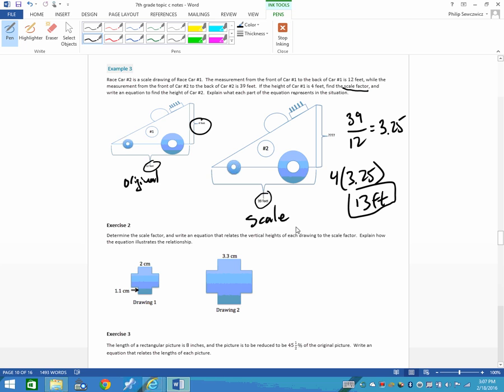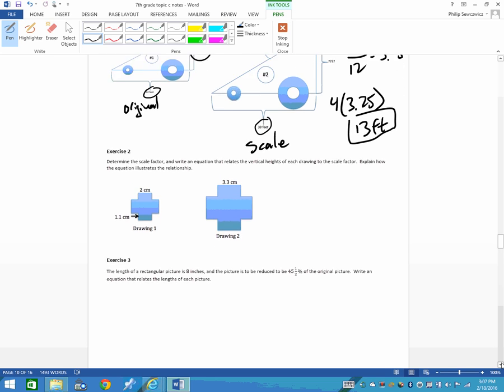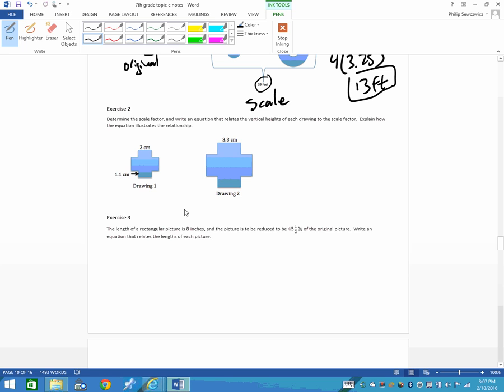Let's go down to the last one that we've got. Why don't you try it? Pause it, and see what you can do regarding it. They are asking for you to determine the scale factor. So write an equation, show work, and then relating, they want the vertical heights. So pause it for a second.